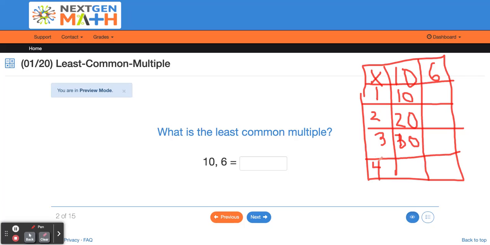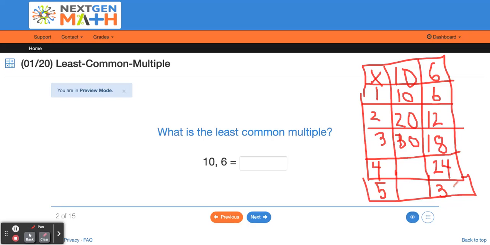And now I'm going to start with my 6. 6 times 1 will give me 6. 6 times 2 will give me 12. 6 times 3 will give me 18. 6 times 4 gives me 24. 6 times 5, because I haven't found a number that the number 10 and 6 have in common, so I need to continue. So I'm going to add on to my box. And I'm going to check what 6 times 5 gives me, which is 30.